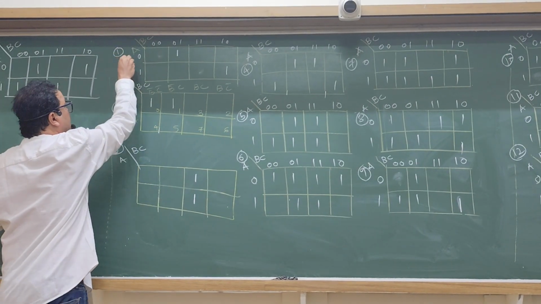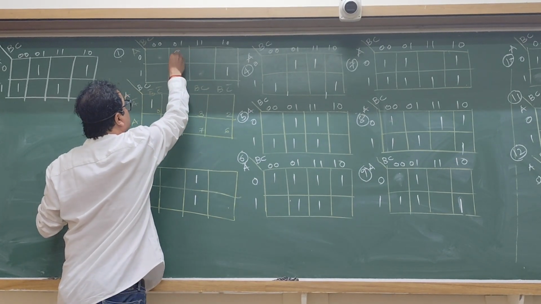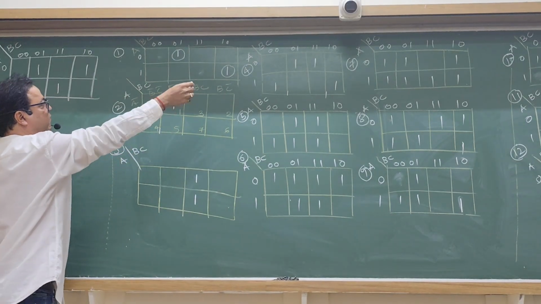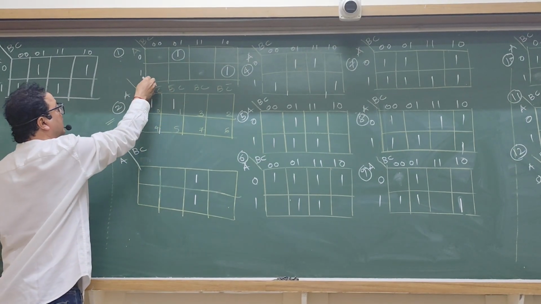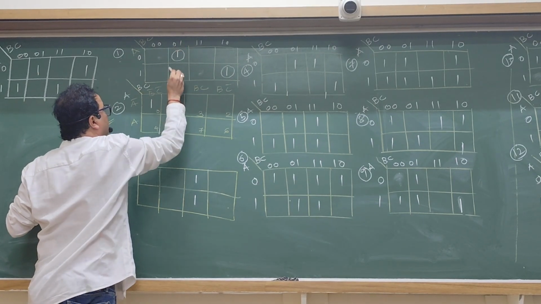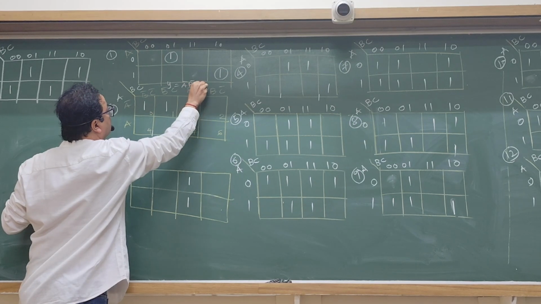First KMAP. Here there is a one, no neighbors. Here there is a one, no neighbors. So definitely I will be doing this and this. Sorry, I have not kept space for the answers. Next time I will take care. So this one means A bar, B bar, C. So what's the answer? Answer is A bar, B bar, C.